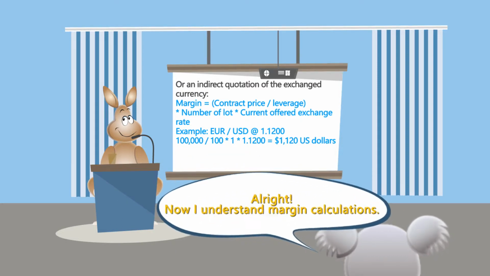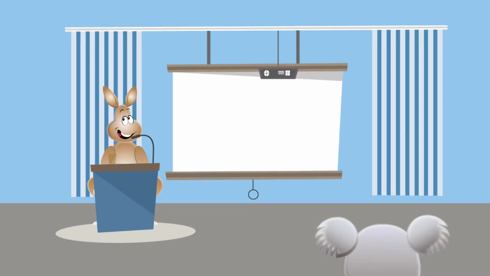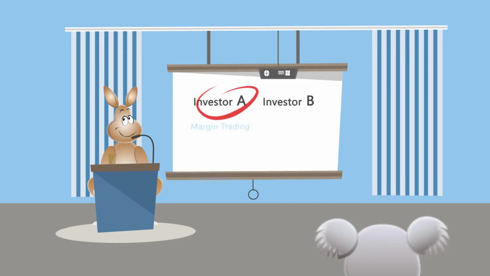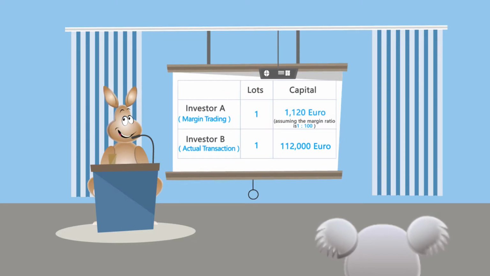Alright, now I understand margin calculations. But what's the difference between margin trading and an actual transaction? Let's go through another example to help you understand the difference. Suppose there are two investors, Investor A and Investor B. Investor A buys on margin while Investor B doesn't. They both buy $100,000 according to the rate of €1 against USD $1.1200, which means going short on the euro, usually one standard lot.